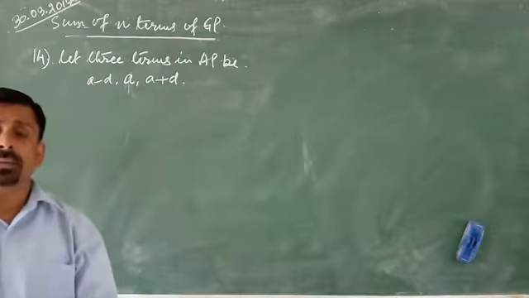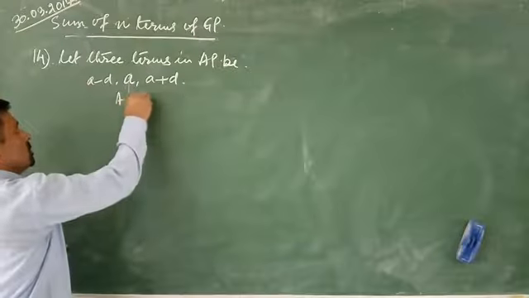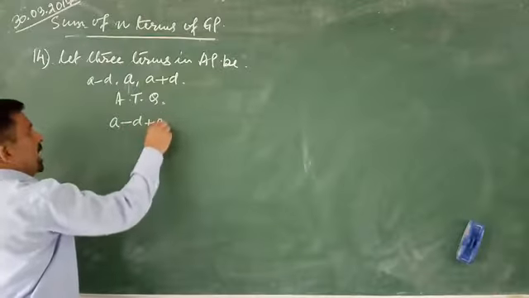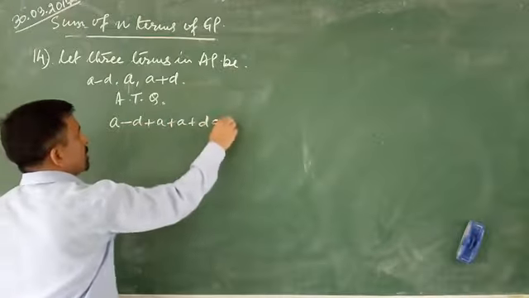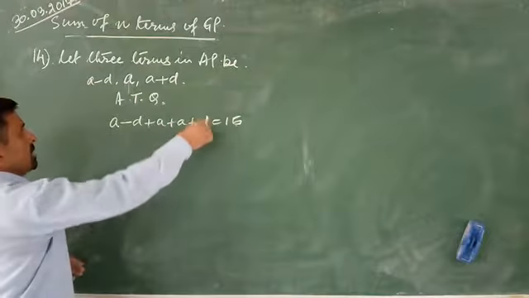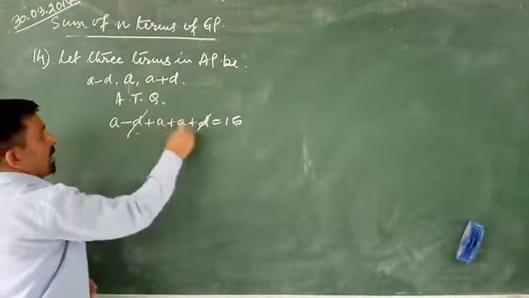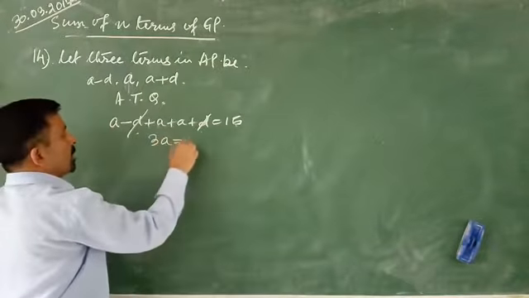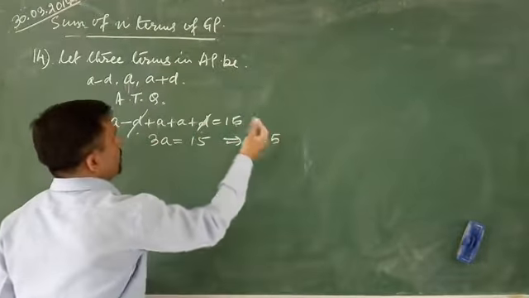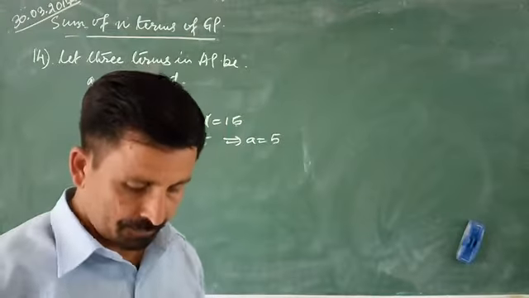Now, according to the question, the sum of these 3 terms is 15. We will write it. According to the question, the sum of the 3 terms, that is A minus D plus A plus A plus D, is equal to 15. This is what the question says, right? We wrote the equation, and after this we can see that these 2 can be cancelled. So the rest we have A plus A plus A, therefore this is 3A is equal to 15, and therefore A is equal to 5. Using the first statement we got the value of A.